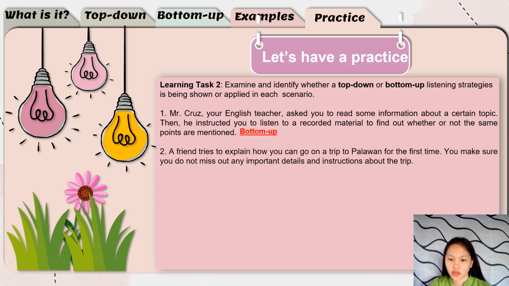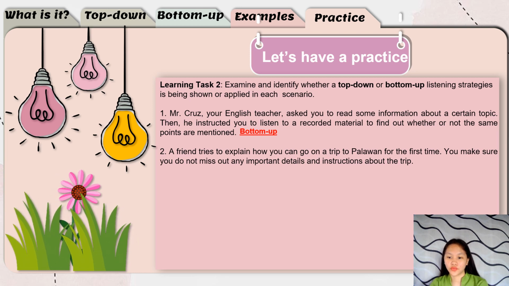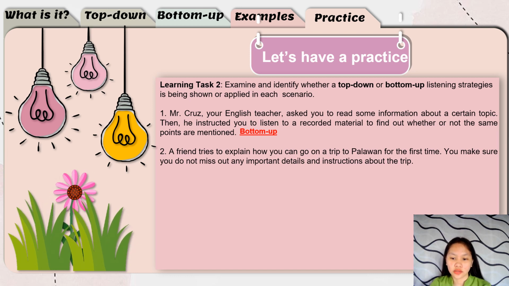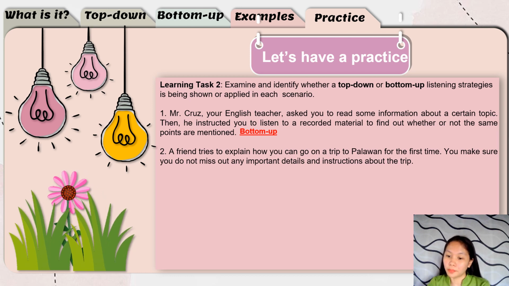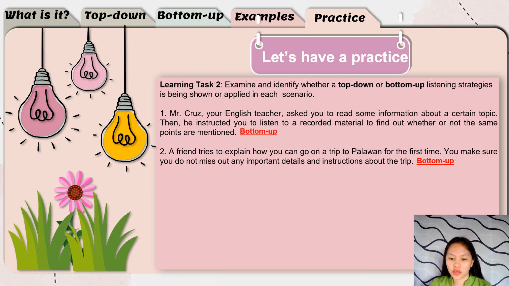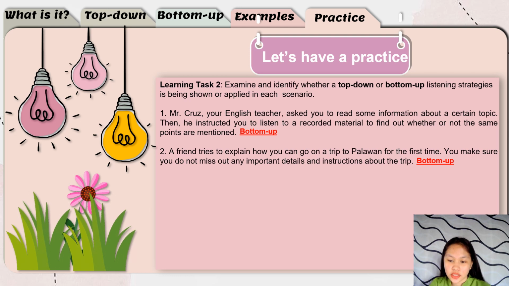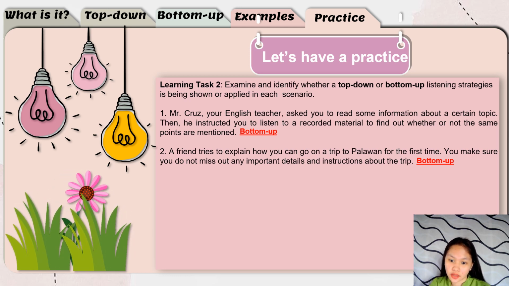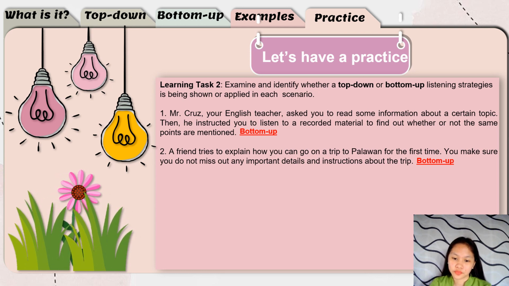Next, a friend tries to explain how you can go on a trip to Palawan for the first time. You make sure you do not miss any important details and instruction about the trip. What do you think is the answer? Is it top down or bottom up? The answer is bottom up. Why? Because you get the important, specific details on how to go to Palawan.